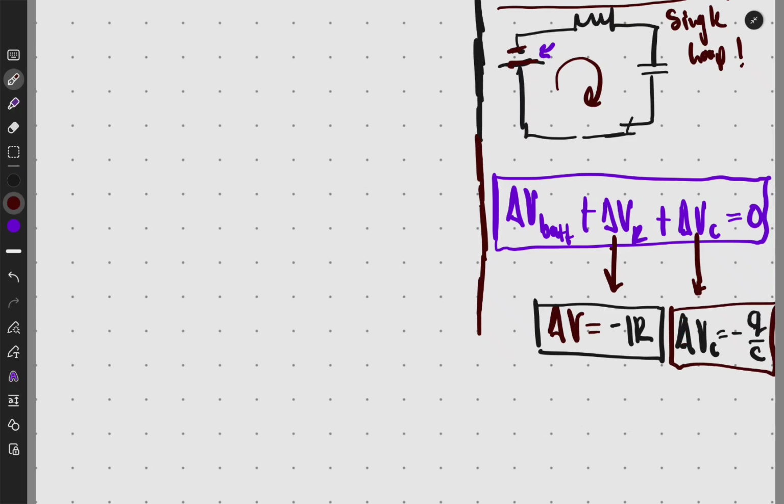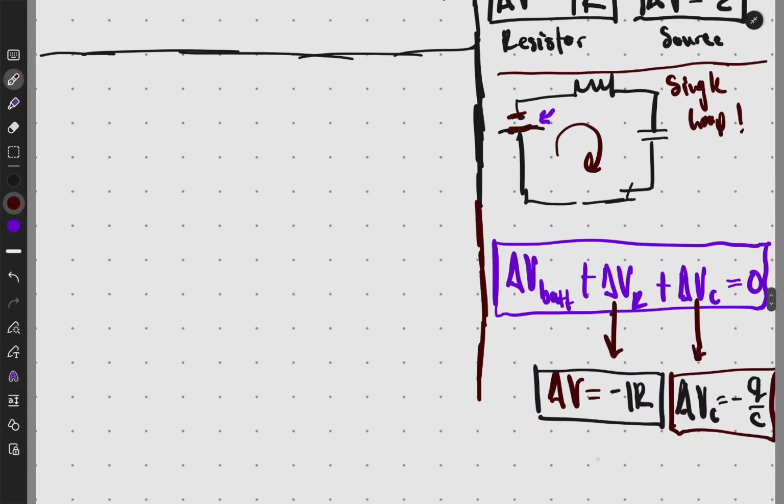This is another one to remember. These are the formulas to remember. Remember delta V is negative IR. Delta V for the capacitor is going to be negative Q over C. Why? Because there's always going to be a drop. That is for one loop.